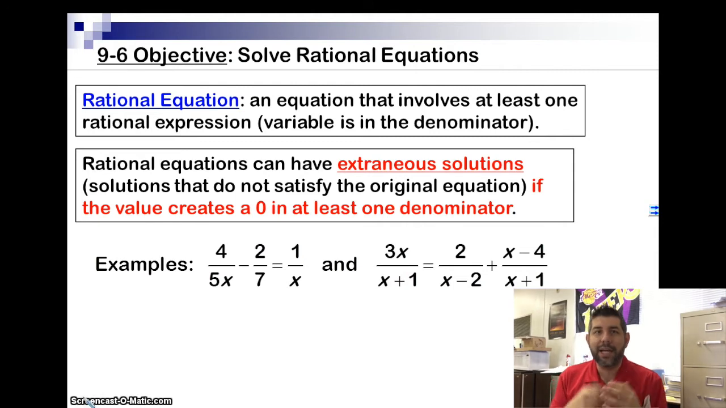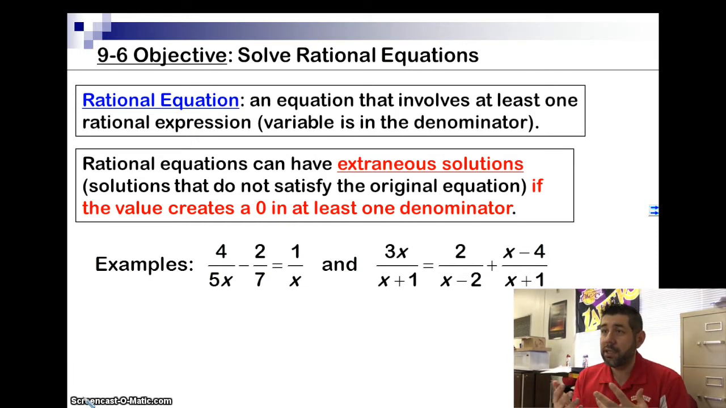Solving rational equations. In my class, we've been simplifying, multiplying, dividing, adding, and subtracting rational expressions. Now we're going to solve rational equations. So let's take a look at some of the things that we'll be doing.